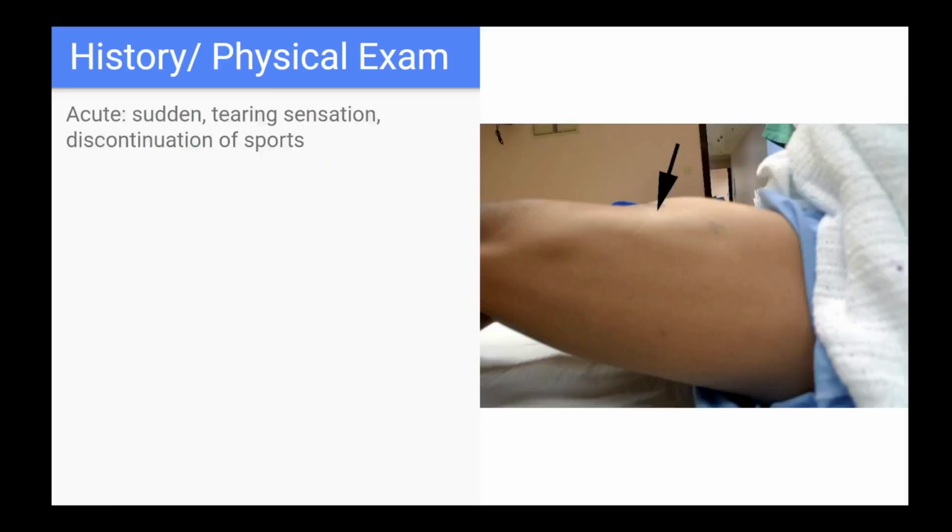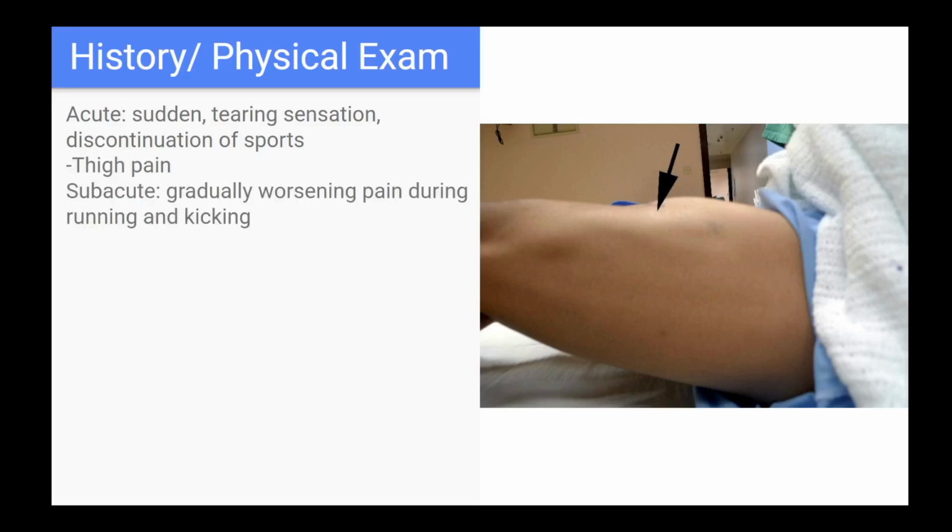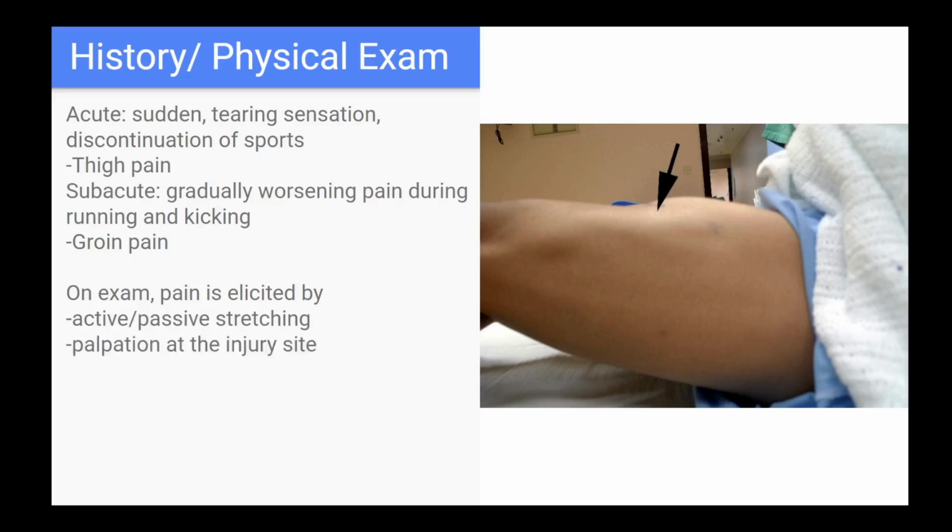On history, you typically characterize a sudden tearing sensation and quitting or discontinuing the sport in an acute injury, and in a more insidious one, it's gradually worsening pain during running and kicking. Acute injuries more commonly are in the thigh, as opposed to subacute or groin pain. On exam, the pain is typically characterized by active or passive stretching of the quadriceps muscle group in the rectus femoris, palpation wherever the injury occurred, and then resisted knee extension and hip flexion.